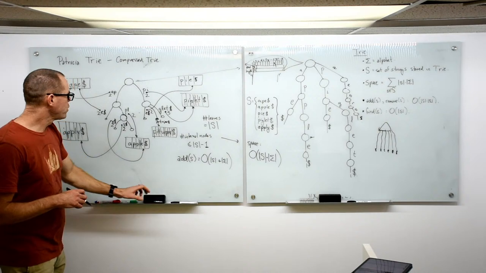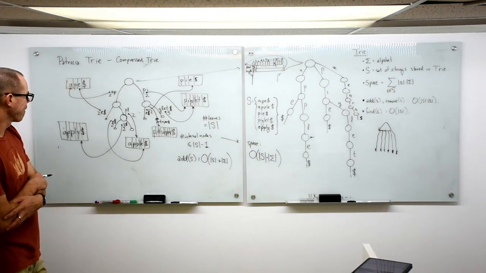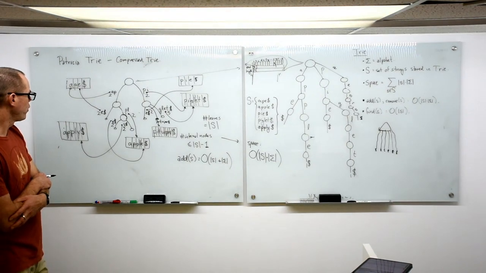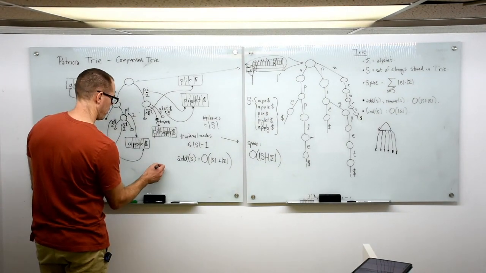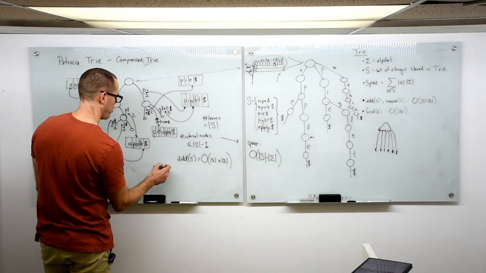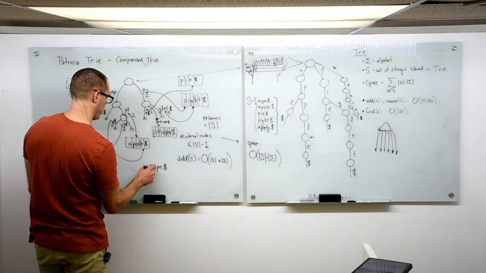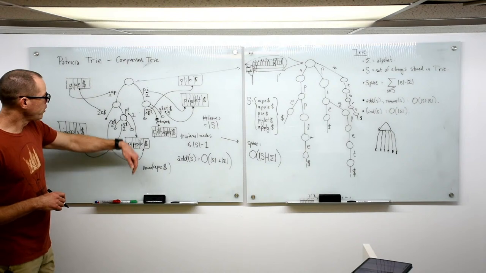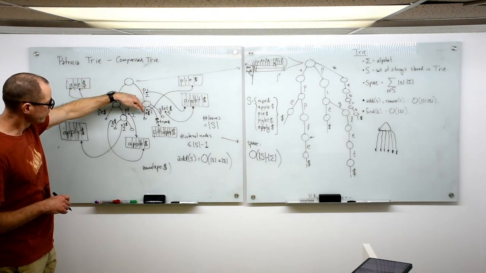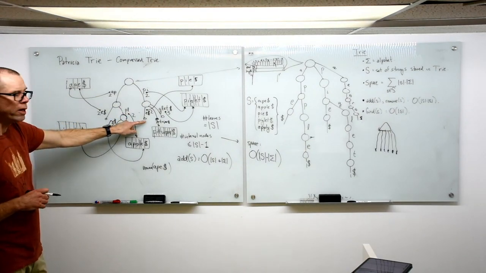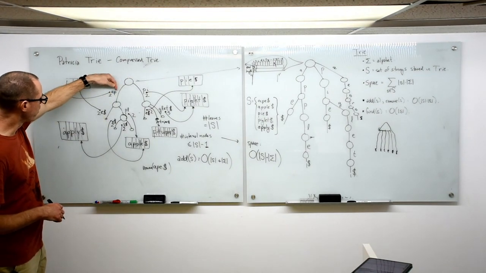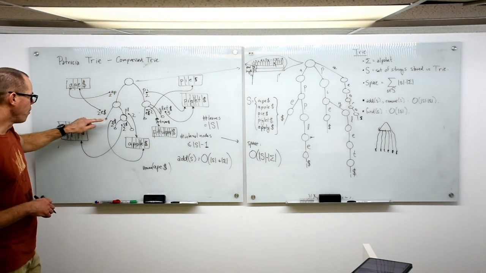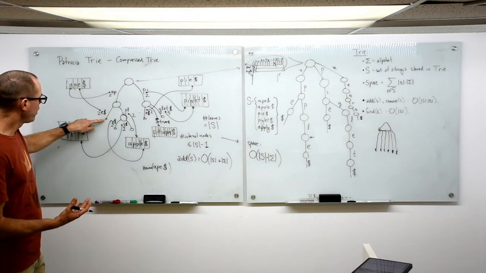All right, so let's try and remove something from here. An easy one would be ape. Well, to remove it, we're going to search for it. If it's there, we'll end up at a leaf in this tree, and we will have matched every character. Here's ape. We'll have matched every character along the way, right? So we match the AP, we match the E dollar, that takes us to this leaf. We want this string to go away. Okay, good, we'll remove ape.